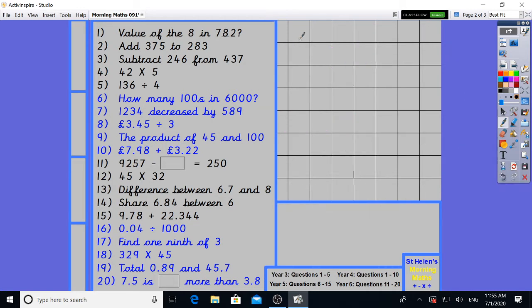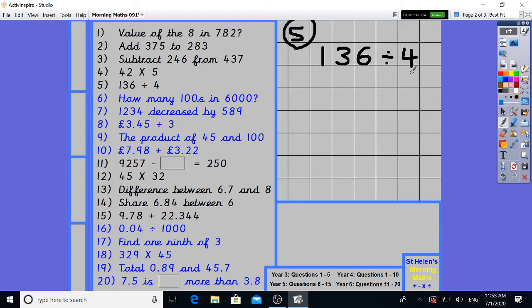This is division. 136 divided by 4, also known as 136 shared between 4. You know, like 136 sweets shared between 4 people. Or you might say, how many 4s in 136? They're all ways of talking about division.